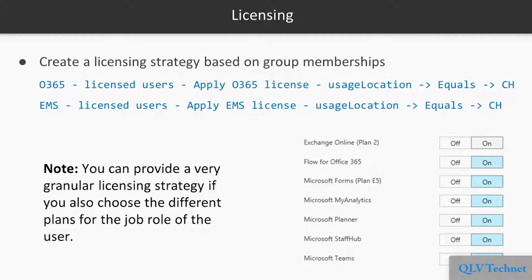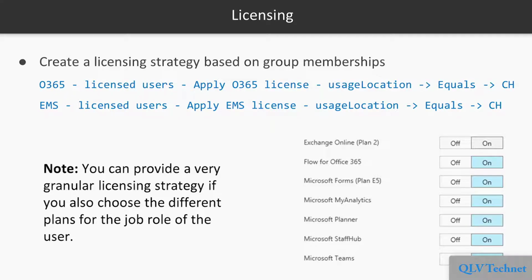With the next steps, we will create a simple licensing strategy based on group memberships. We will use a criteria-based group membership in our example based on the usage location. You can choose between many different attributes to address your needs. Furthermore, you can configure a granular licensing model with different licensing plans and combinations based on user roles or other needs.